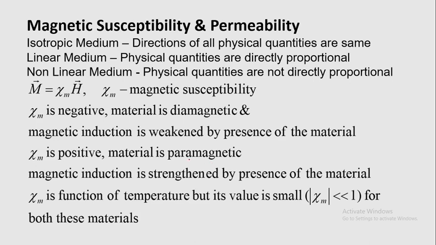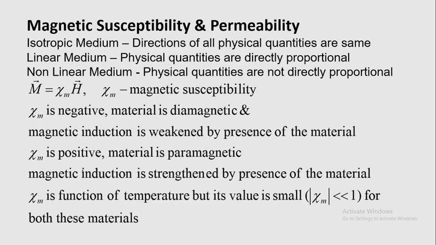Again, the value of this susceptibility is very small. So magnetization is very small as compared to the external field. And if you take this type of paramagnetic material near a bar magnet, you'll find that it is weakly attracted. The attraction is very weak because the value of the susceptibility is very small.